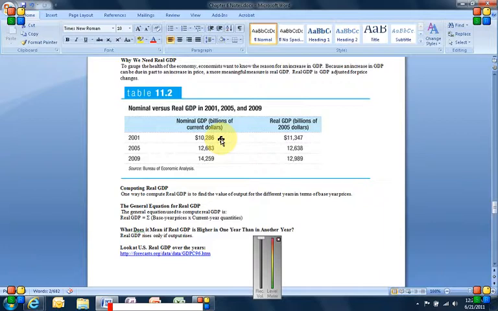Here's a difference in figures that you can see from a couple of chosen years between nominal and real GDP. If you were just to look at the figures in this column, you'd say, well, it looks like we're growing pretty steadily. But if you look after the conversion at what real GDP was, not quite as heartening.